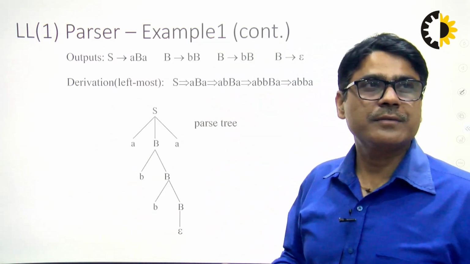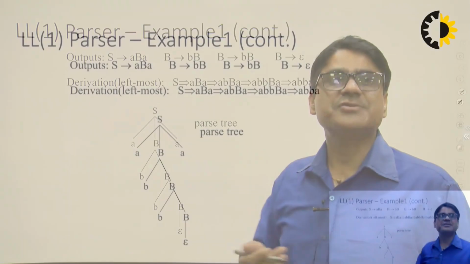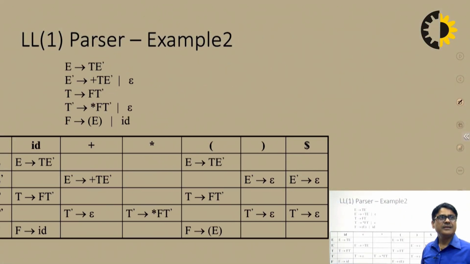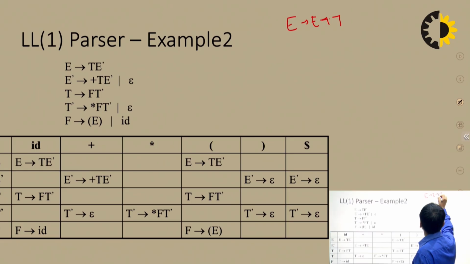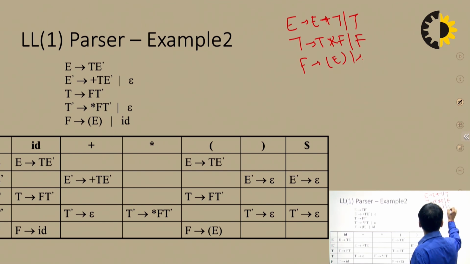So if you are talking about, we are taking some grammar, this is the parse tree which is derived by that. You are aware of that. For LL1 grammar, this grammar is actually a modified grammar. I will be giving the original grammar for you. The grammar is given in this form: E produces E plus T or T. T produces T star F or F. F produces bracket of E or ID.